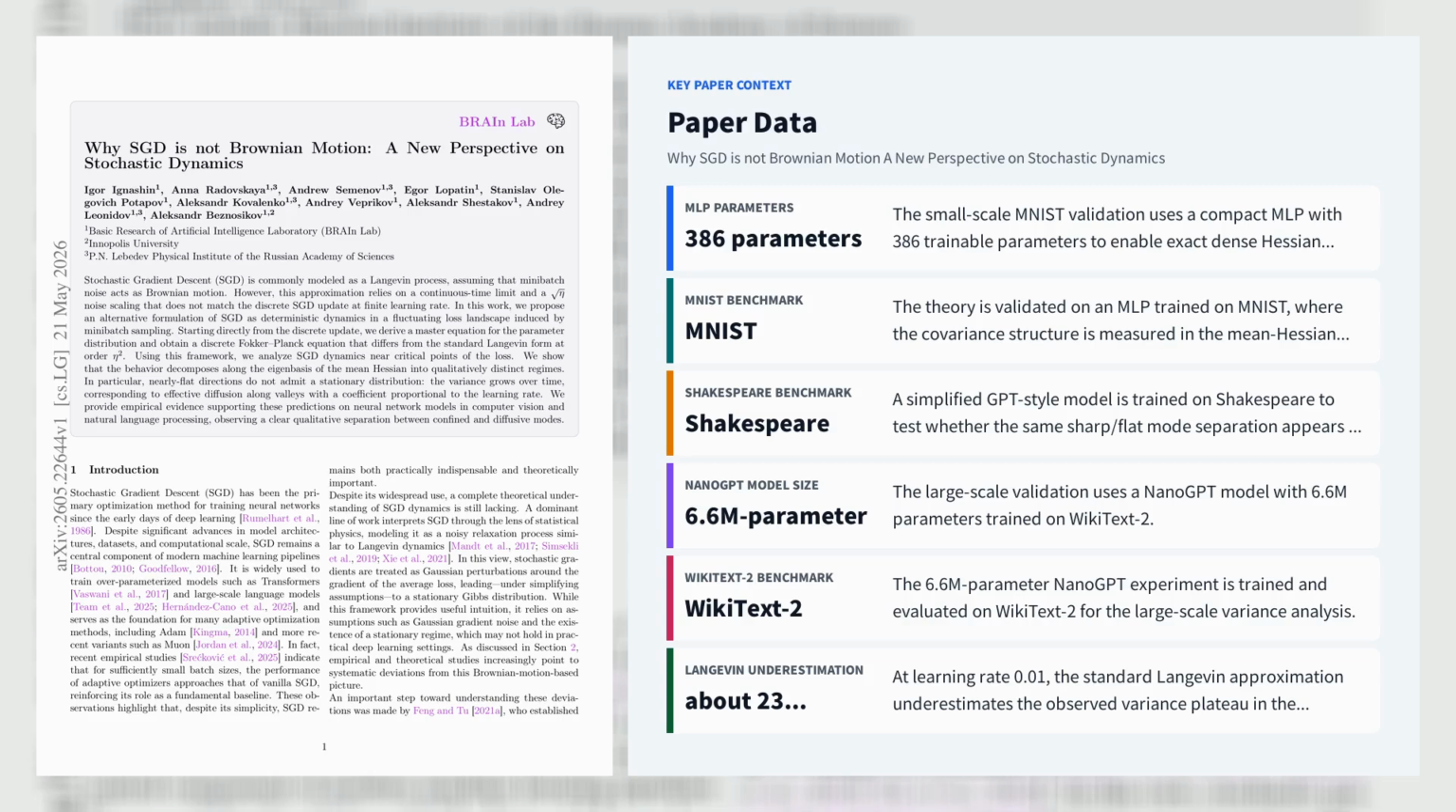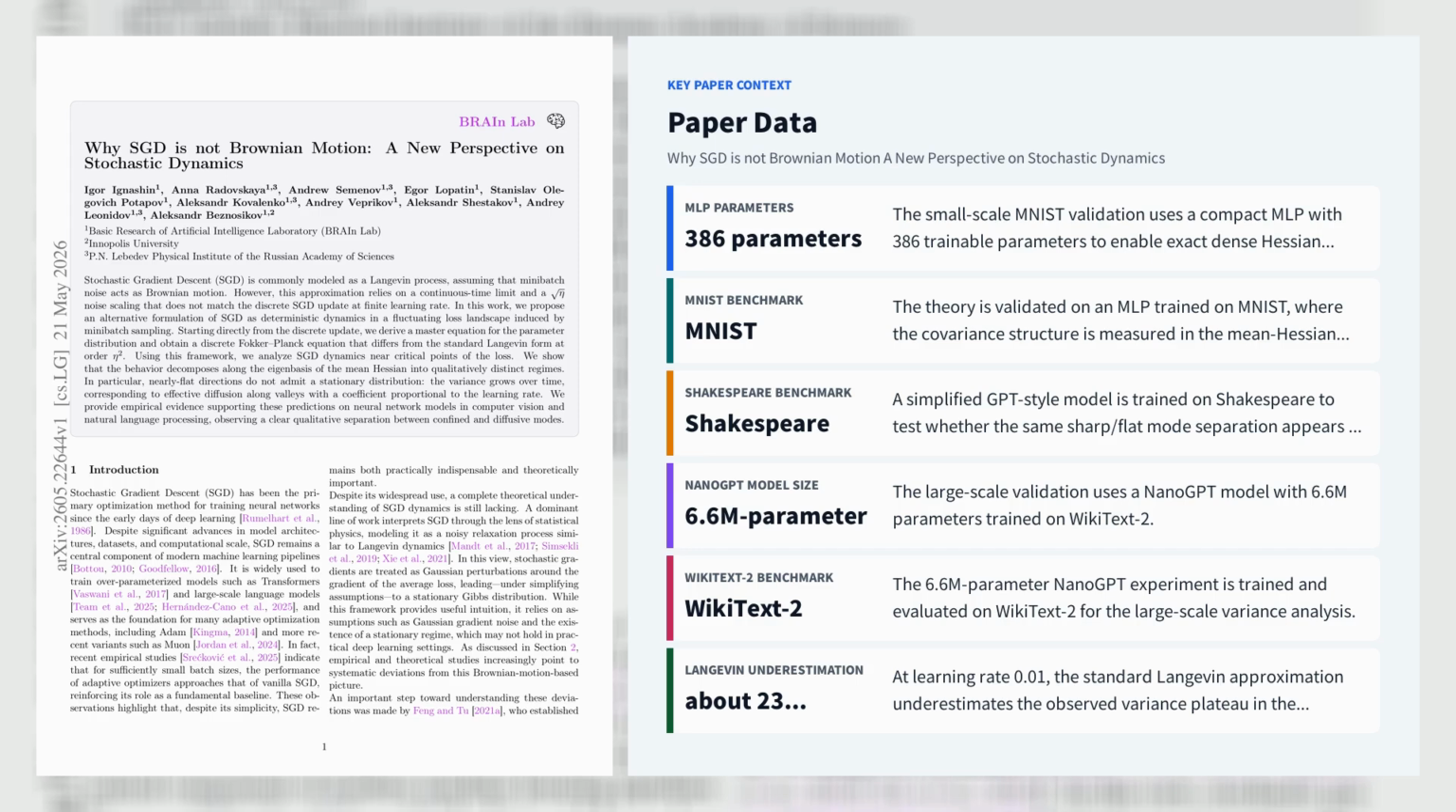Let's explore the third paper, Why SGD Is Not Brownian Motion: A New Perspective on Stochastic Dynamics. This paper argues that stochastic gradient descent should not be modeled as Brownian motion with Gaussian forcing at finite learning rates. Starting from the exact discrete SGD update with sampling with replacement, the authors derive a master equation and a second-order discrete Fokker-Planck expansion showing that standard Langevin approximations miss terms of order eta squared, including a correction proportional to the squared mean gradient. In a one-dimensional quadratic toy model, this mismatch changes the long-time behavior.